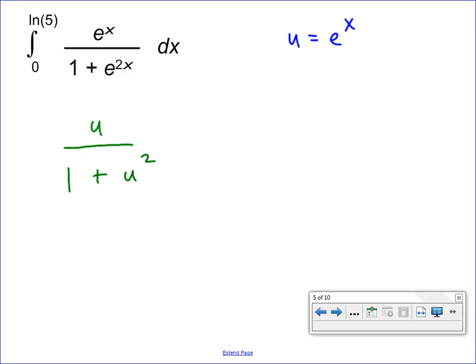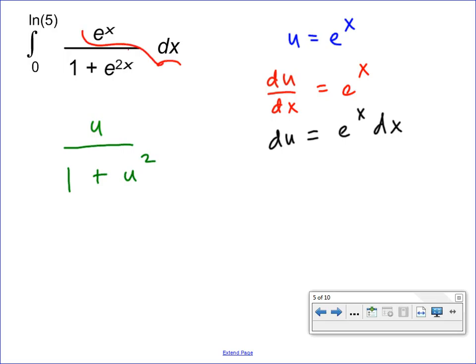If I do u as e to the x, let's see what our dx is, and I think that this e to the x is going to be taken care of. So let's let u be e to the x, but let's take the derivative of both sides. du dx then will be given by e to the x also, and there we go. Now we can see how this is going to work out. This means that my dx times e to the x is going to be what du is equivalent to. So it looks like this e to the x dx is equal to what?